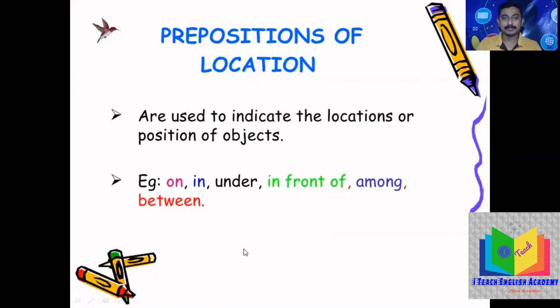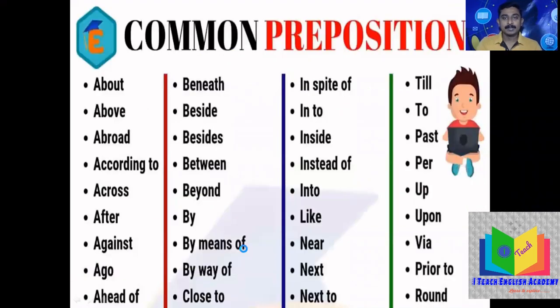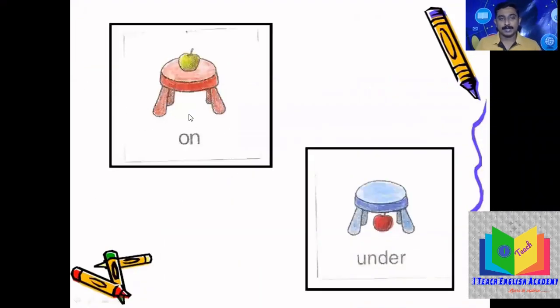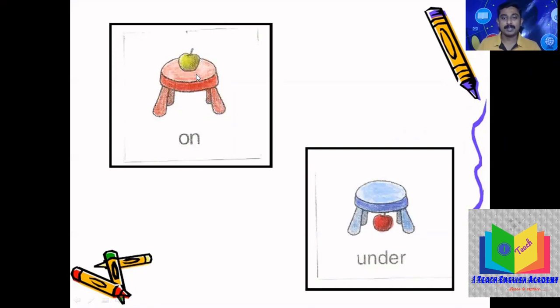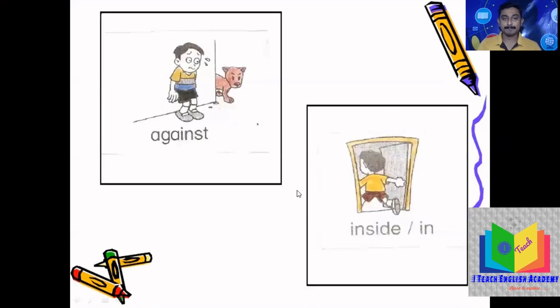Let us see some examples. Look at the word on. You can look at the picture. There is an apple on the stool. The word on shows the relationship, or it shows the position of the apple. Where is the apple? On the stool. Whereas in the second picture, the apple is under the stool. It shows the location or position.